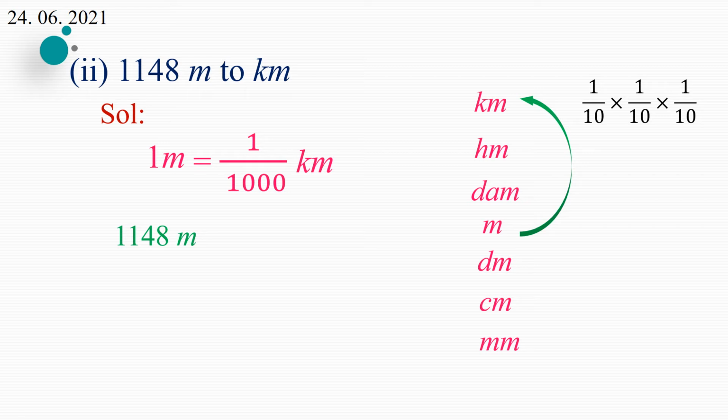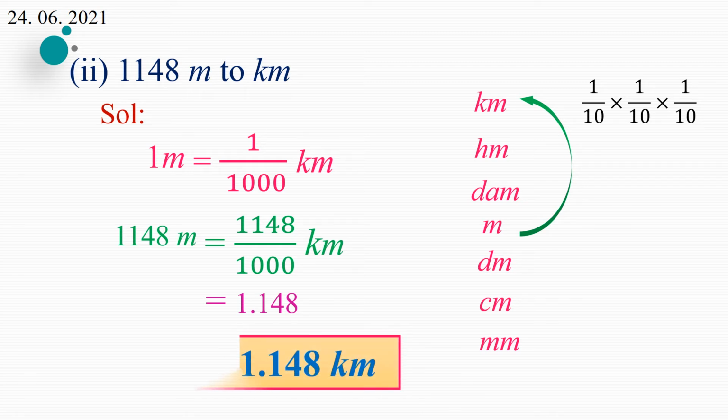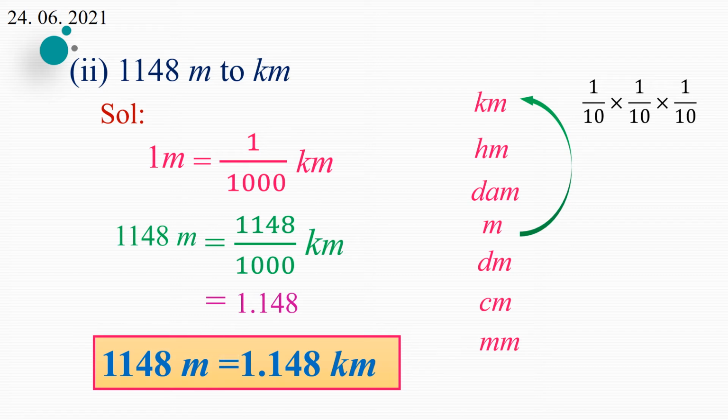Here 1148 meter convert to kilometer. 1148 meter equal to, substitute the value, we get 1148 by 1000 kilometer. 1148 divided by 1000. The decimal point moves 3 places to the left. So we get the answer is 1.148. Therefore 1148 meter converted to kilometer, we get the answer is 1.148 kilometer.